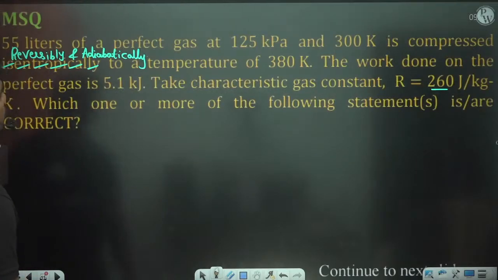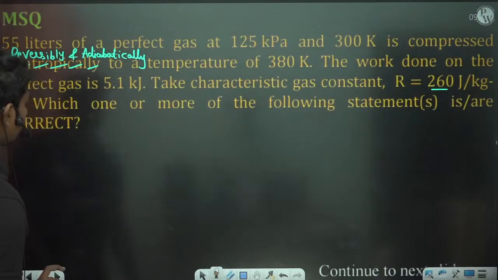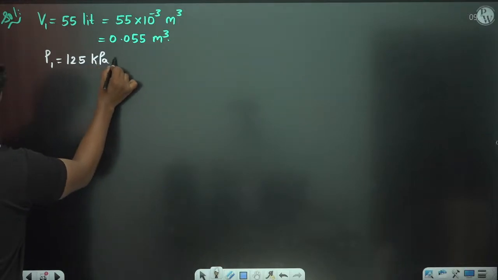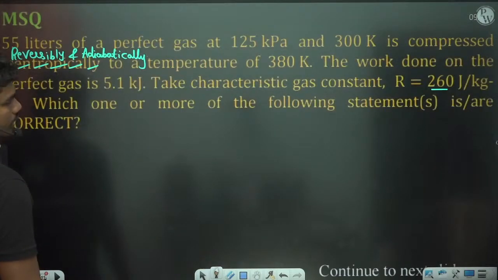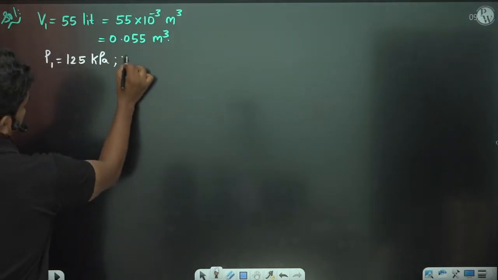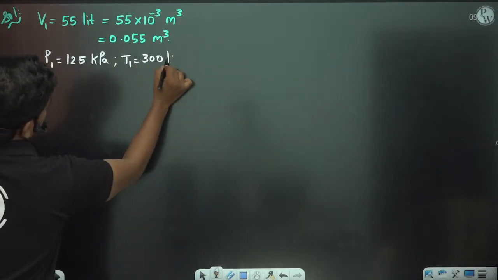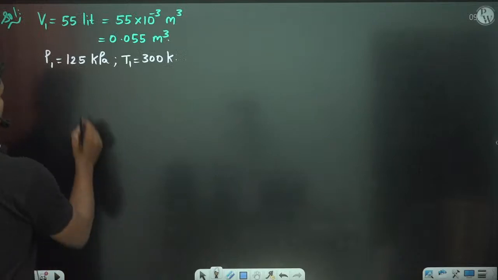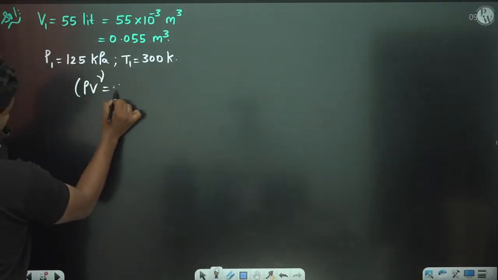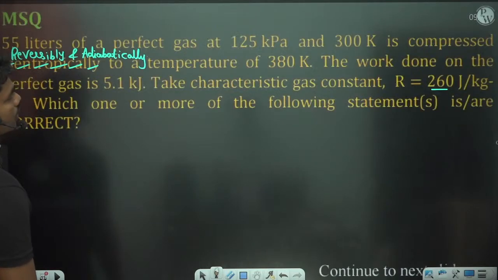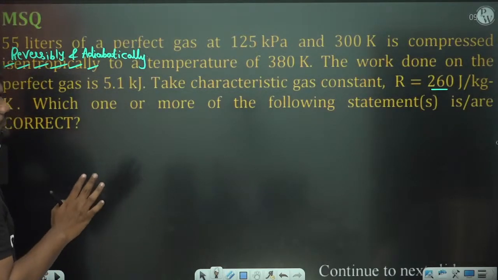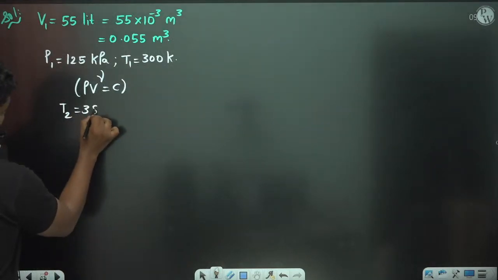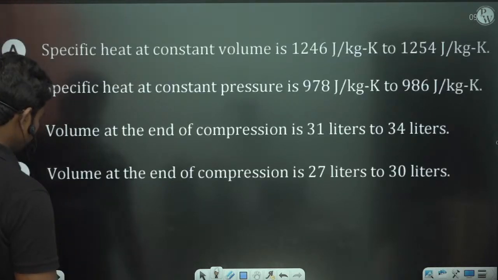Now, 55 liters of perfect gas at 125 kilopascals, so P1 is 125 kilopascals and temperature T1 is 300 Kelvin. It is compressed reversibly and adiabatically. So the process that we are following is PV power gamma is equal to constant, because it's adiabatic. It is compressed to a temperature of 380 Kelvin. So T2 is 380 Kelvin.